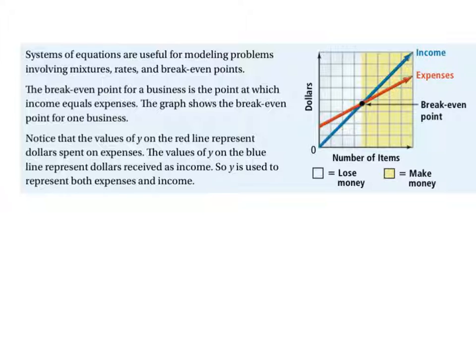But we don't generally solve these using graphing, but it's kind of nice to see what it looks like. It says, notice the values of y in the red line represent dollars, again expenses. The value of y is income, so y is used to represent both expenses and income. And this is why this works out so well, because we get to find when the two overlap. Otherwise, it wouldn't be a system of equations.